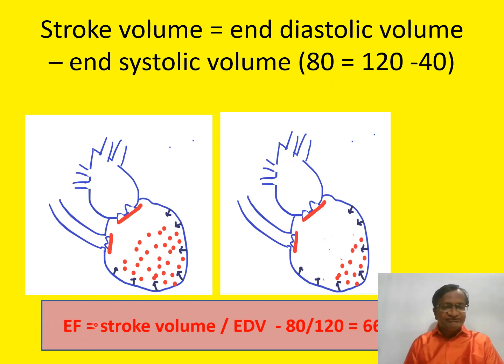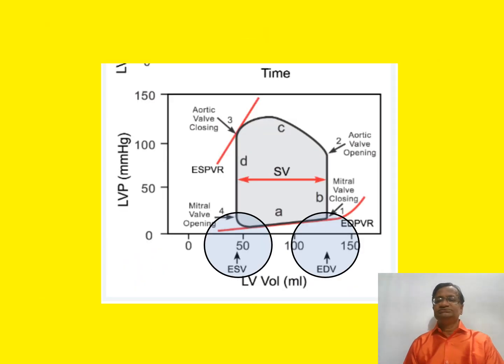So what is ejection fraction? Stroke volume divided by total. So 80 divided by 120, that is 66%. That is what we call ejection fraction. I am keeping it very simple, and many of the facts you may already know, but I am repeating them for the sake of people who are not very good in physiology.